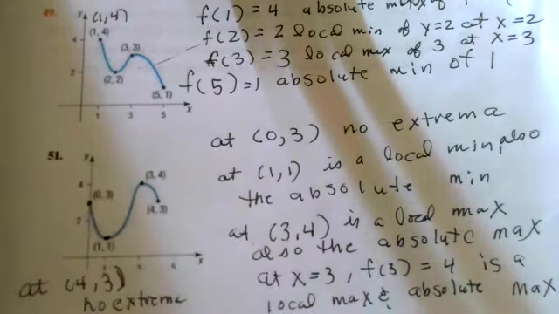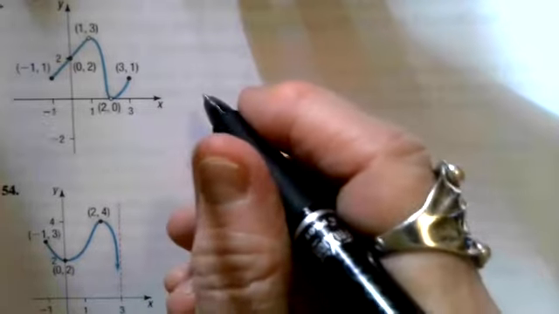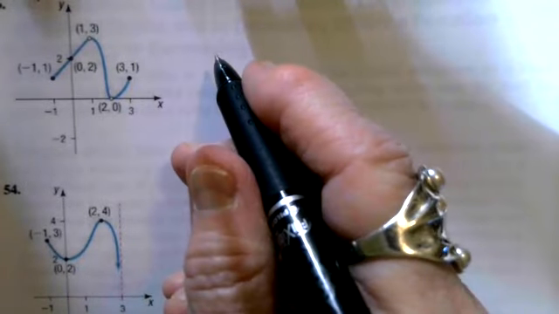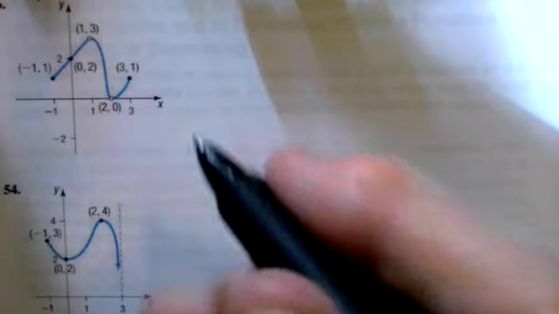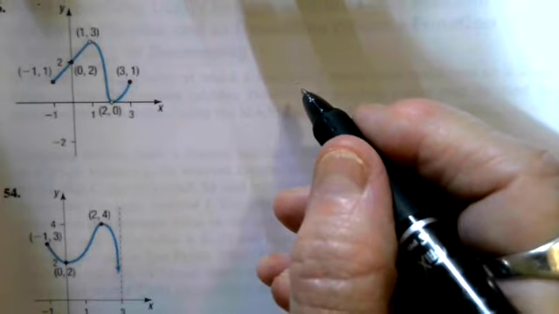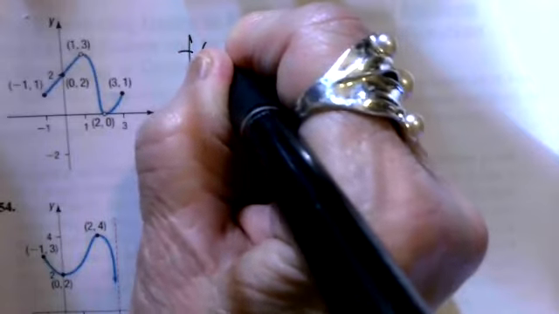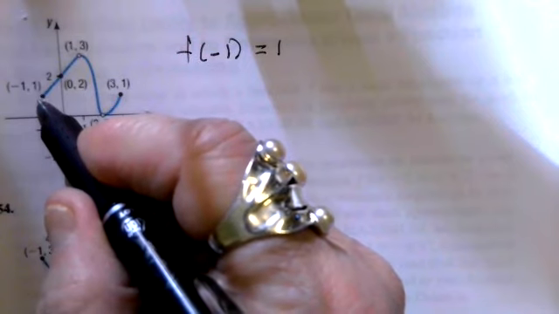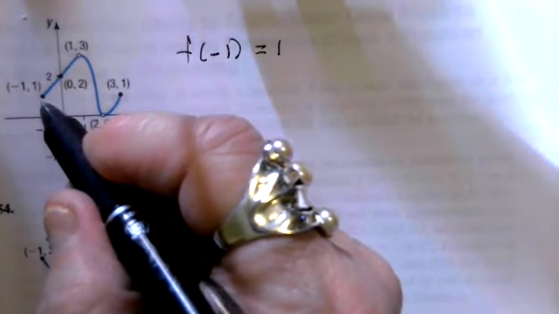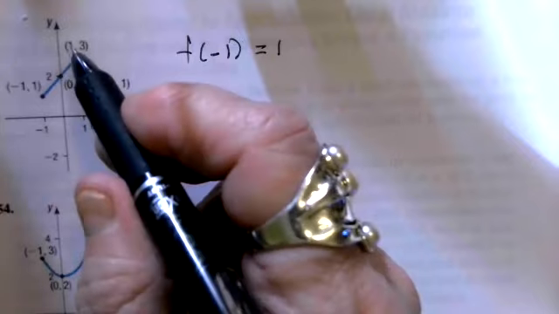Okay, let's see what we've got next. And let's look at these two examples. At each marked point, state whether there's a local max, a local min, an absolute max, or an absolute min. So let's just do what we did before. Let's go left to right. So at f of -1, which is 1, it can't be a local max or min. Is it the lowest point on the graph? No. Is it the highest point on the graph? No. So there's no extrema.